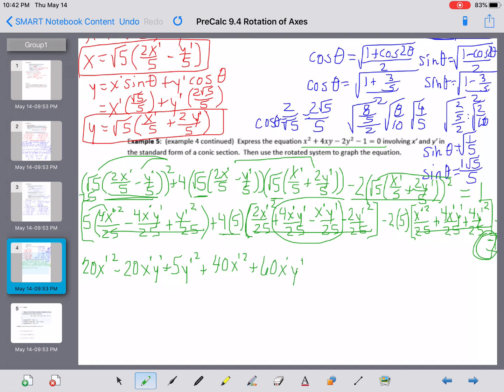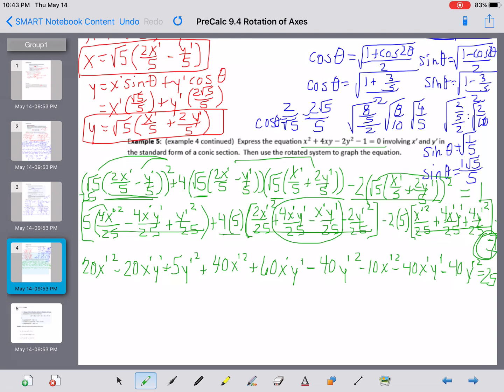On to my last parenthesis set here, I have a coefficient of negative 10, so I'm going to get negative 10x prime squared minus 40x prime y prime minus 40y prime squared. And the whole thing equals, don't forget, 25, because I multiplied that 1 times that 25 that canceled all those denominators. All right, this is where we cross our fingers that we did all of our math correctly and we can get some things to join up and things to cancel.